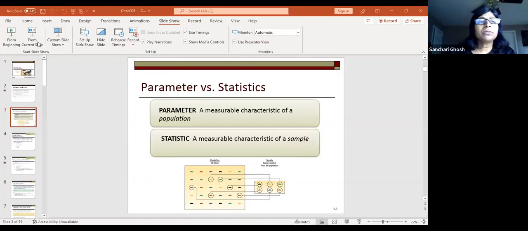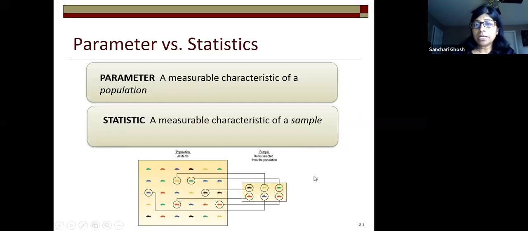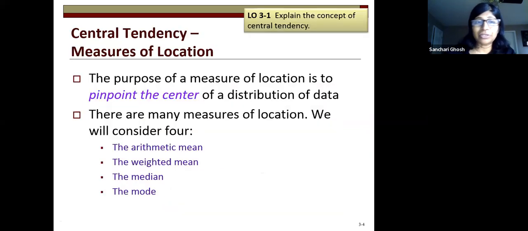The population mean will be a parameter, whereas the sample mean will be a statistic. One will be mu, one will be x-bar. So we will be doing problems based on this distinction. But let's go back to our actual lecture here, which deals with the measures of central tendency.